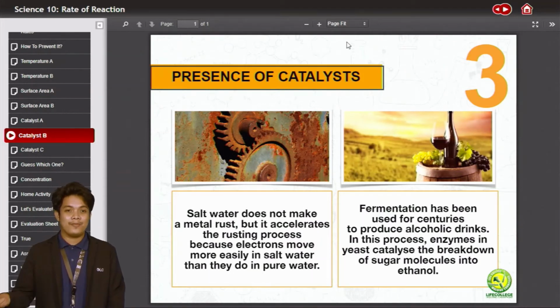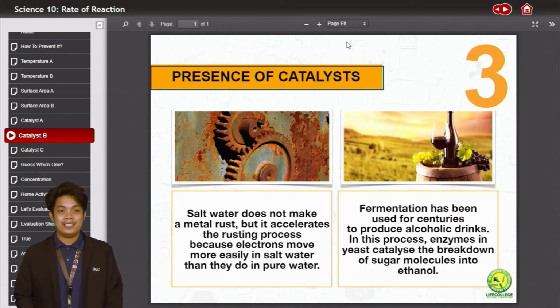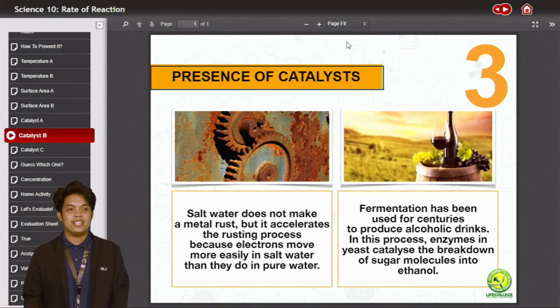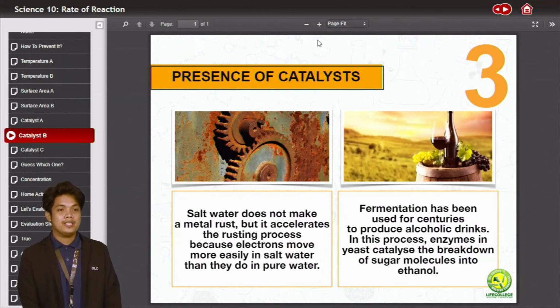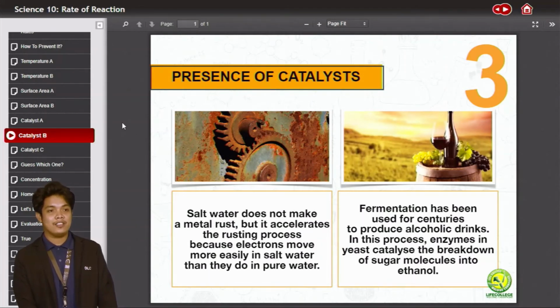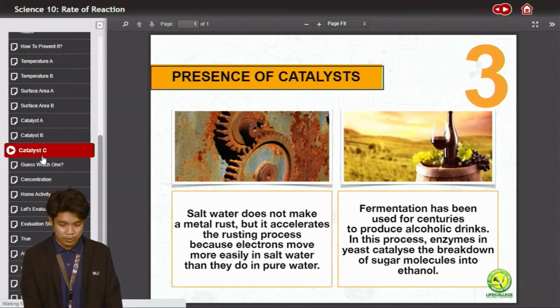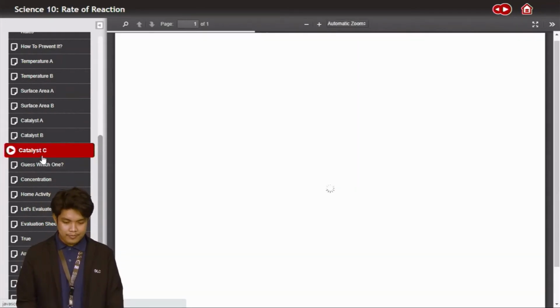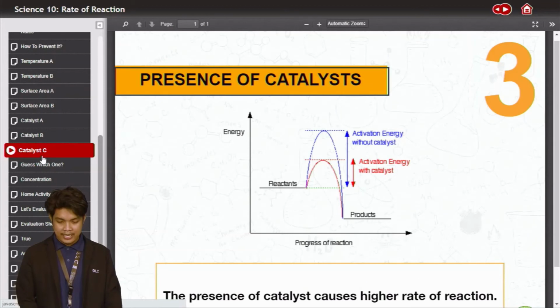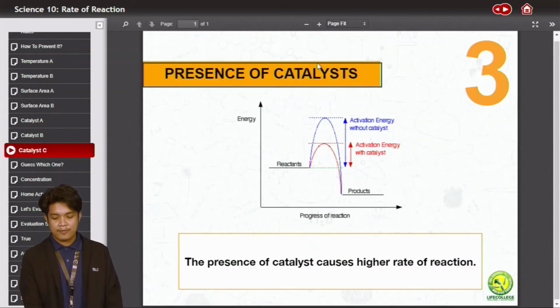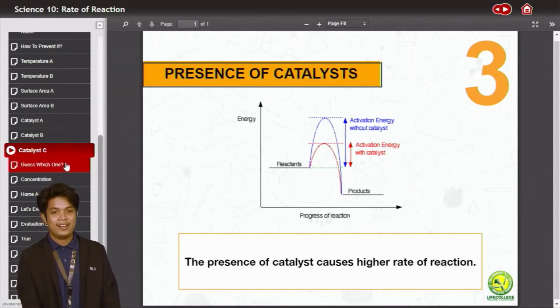So if there is very few yeast, the reaction rate is very low. The presence of catalyst, the more catalyst, it increases the rate of reaction. So as we can see here right now, the presence of catalyst causes higher rate of reaction.